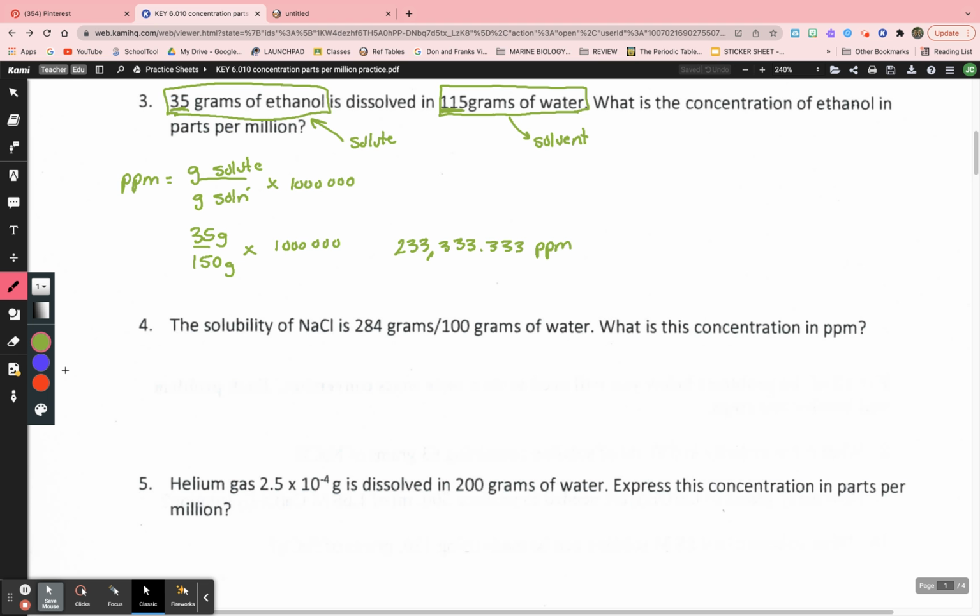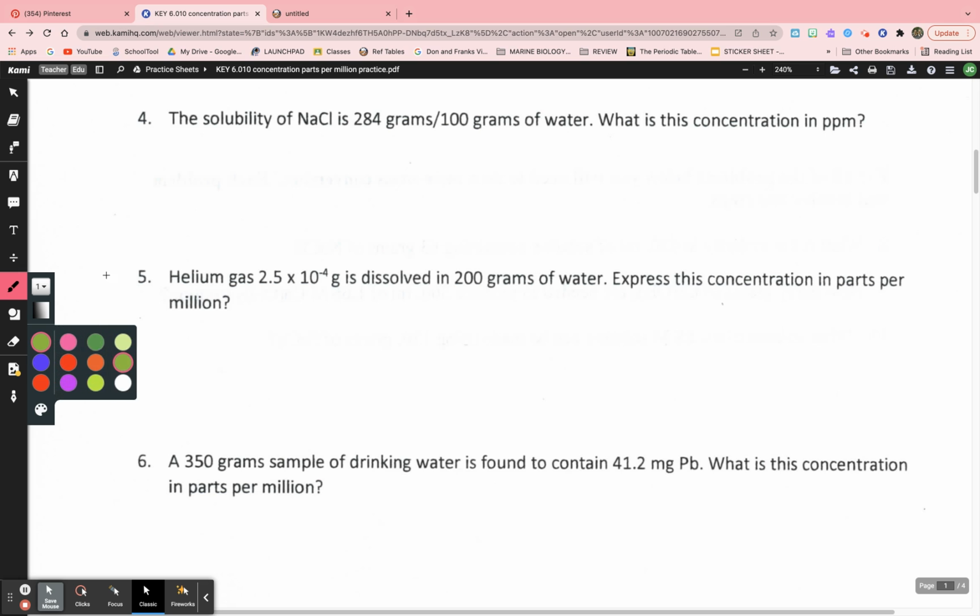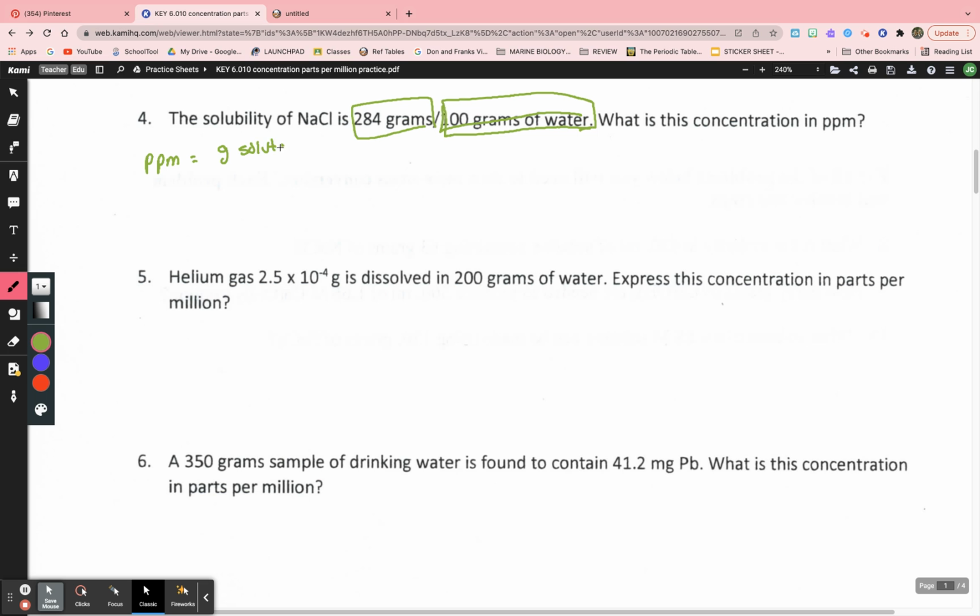All right, number 4. The solubility of sodium chloride is 284 grams per 100 grams of water. Oh, Nelly. I didn't mean to cross that out. What is its concentration in parts per million? Parts per million equals grams of solute over grams of solution times a million.